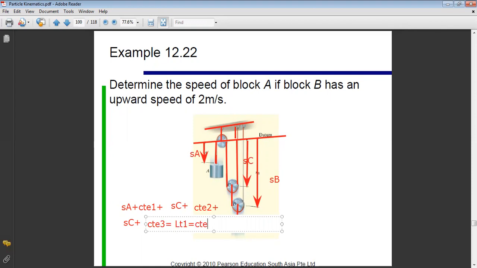In general, we can lump all constants together in one term, and when we derive, they will be eliminated. So if you derive this relation at the end, what do you get?